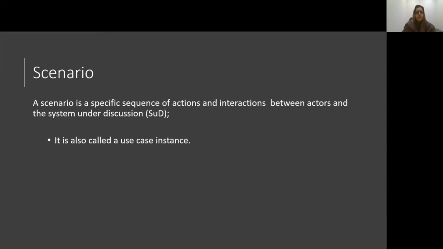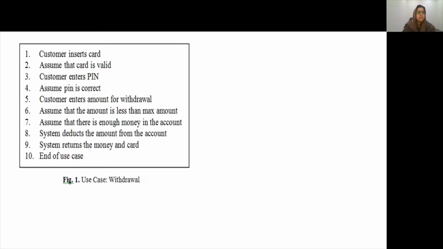A single scenario is one story of using the system. However, a single use case can have multiple scenarios. So here I have a very brief, particular use case: ATM withdrawal. The withdrawal use case has a sequence of 10 actions that an actor needs to perform in order to withdraw the cash from the ATM.